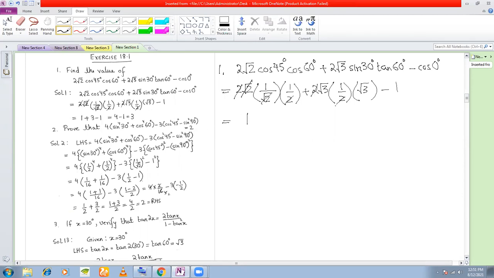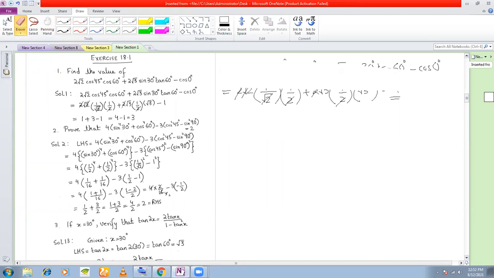And here 2 and 2 will cancel. Root 3 into root 3 will give you, how much will give you? Root 3 into root 3 will give you 3, right? Minus, and you have a minus 1 here. So this is 4 minus 1, which is equal to 3. And that is your answer. As simple as this. Let's see the next one.